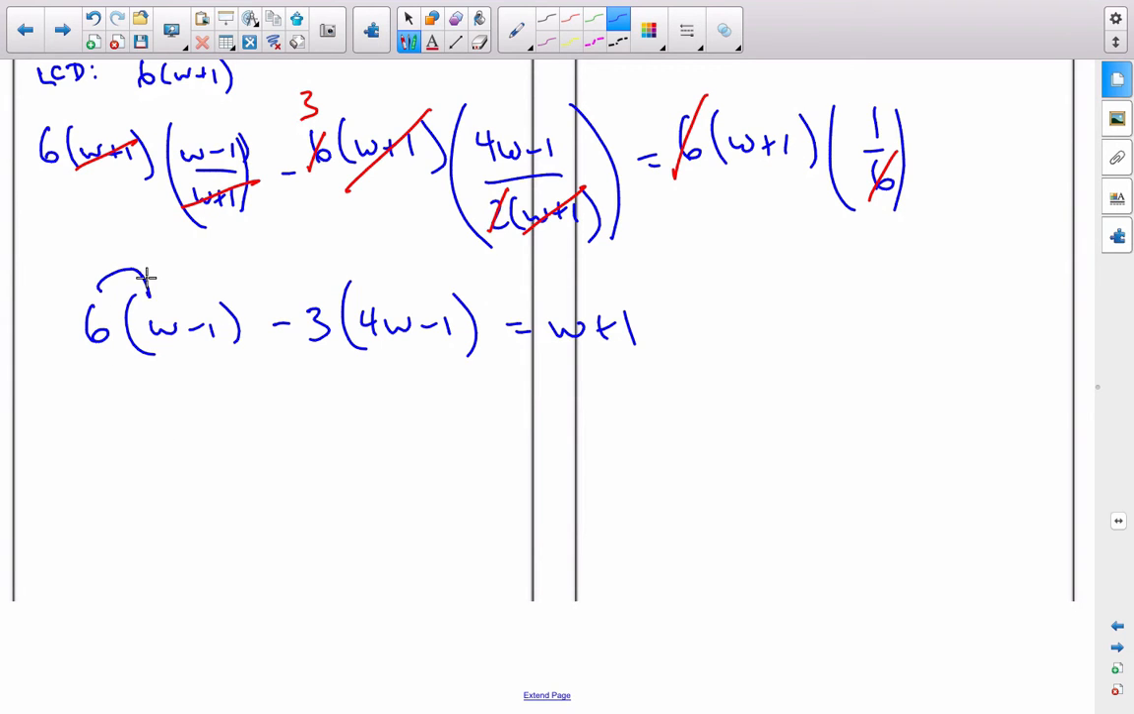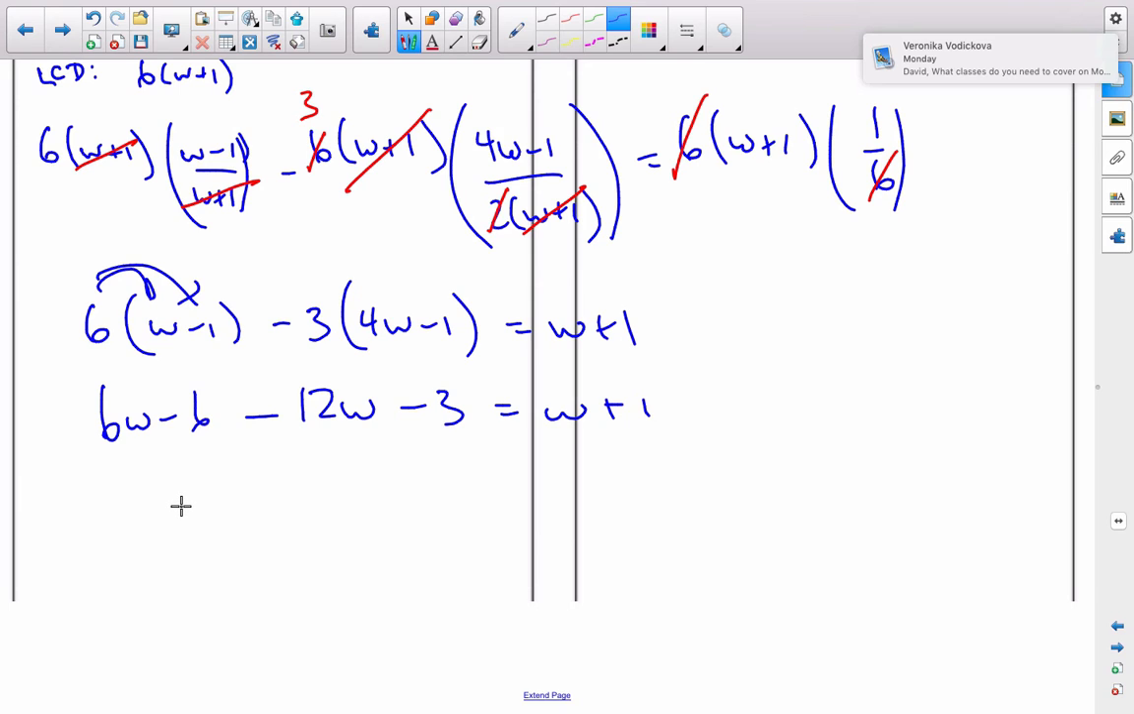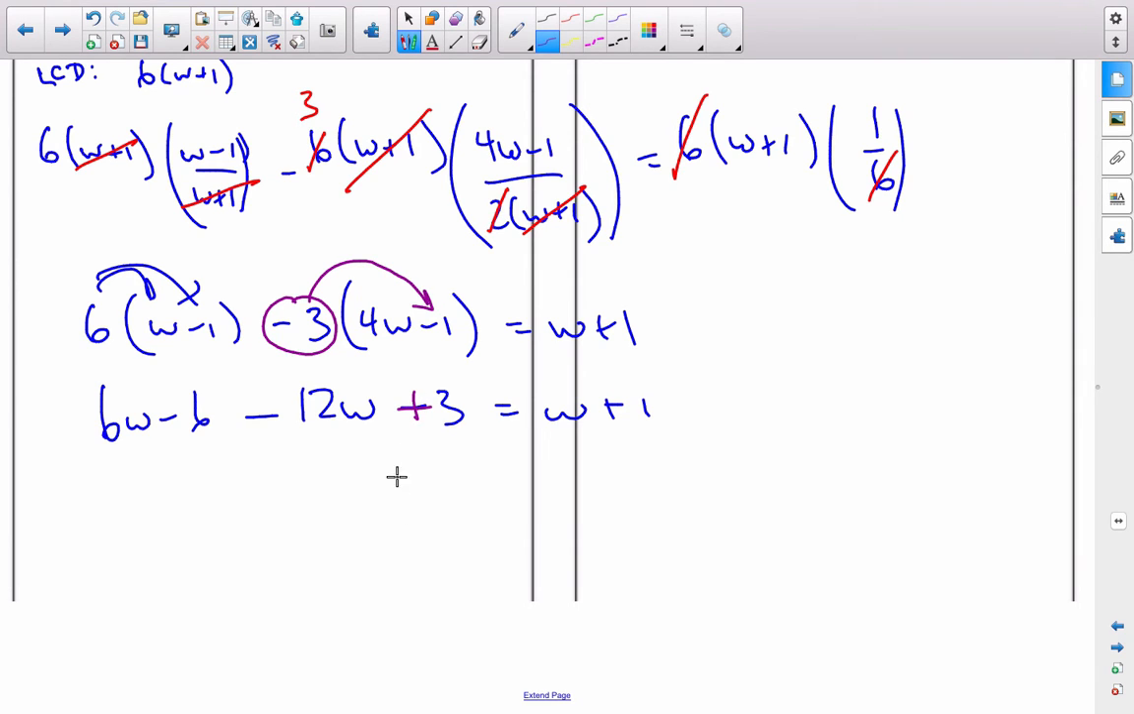So I'm going to distribute the 6. So 6w minus 6 minus 12w minus 3 equal w plus 1. How's that look? I think, yeah, our signs here are mixed up. It's again, distributing the negative, right? Not paying attention. This is negative 3 times negative 1. It has to be positive. All right, make sure you catch that every time.